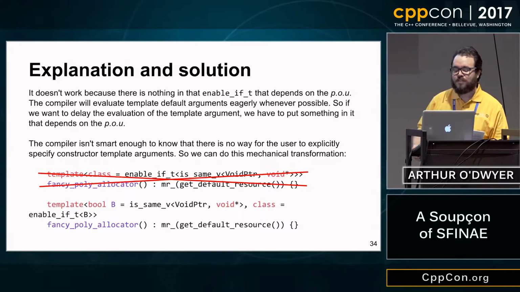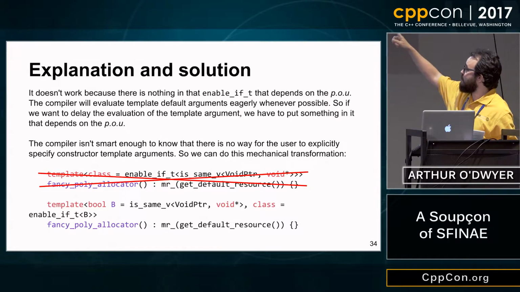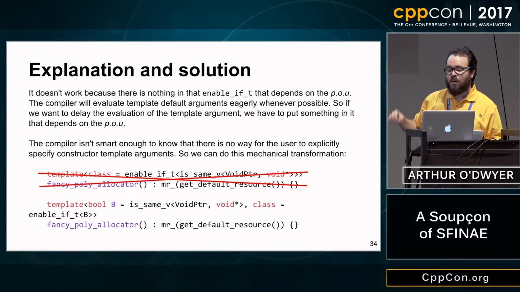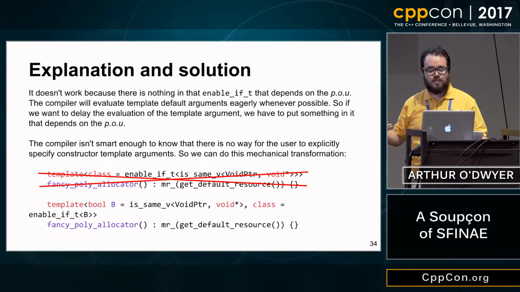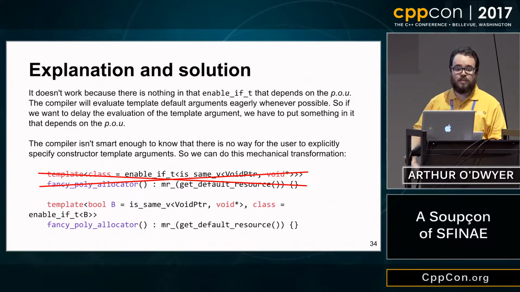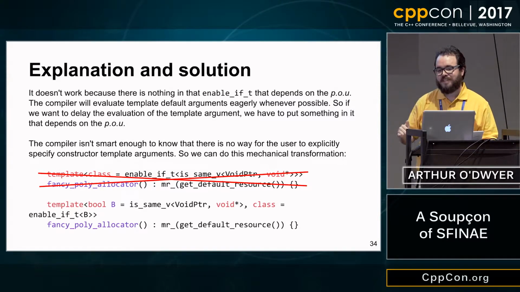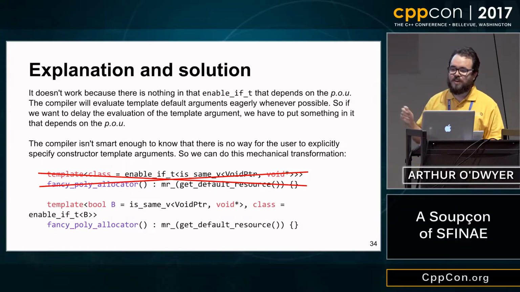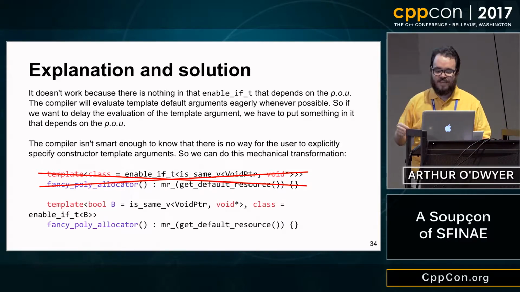And it won't wait until the point of use unless there's some reason it needs to. Like if that expression, enable_if_t is_same_v void_pointer void star, if that depended on an argument to another template argument, for example, then it would have to wait, obviously, until it knew that argument. But in this case, it knows what void pointer is at the time that it starts instantiating the whole class body. It says, oh, void_pointer, that's boost::interprocess::offset_ptr of void, and so it is not the same as void star, and so you want the default to be enable_if_t of false. Oh, that doesn't exist, and it throws an error.